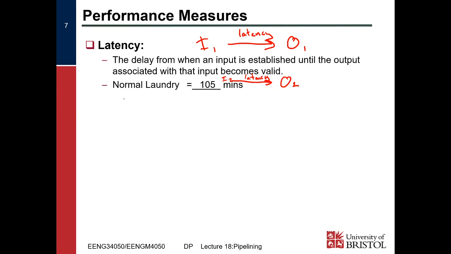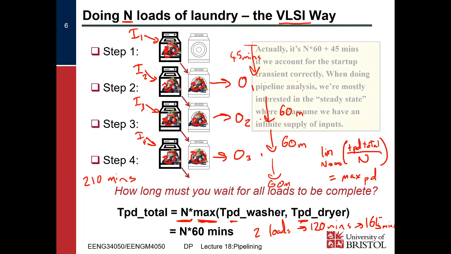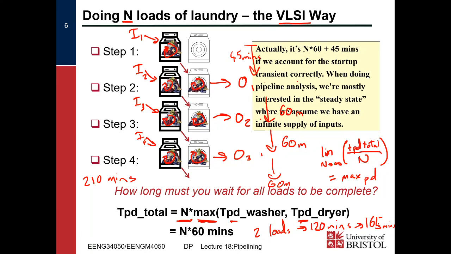For our VLSI laundry, it's a bit different. When we look at our pipeline, what we see is that we put our I2 in at the same time as we move our I1 over to our dryer. And then this runs for 45 minutes.